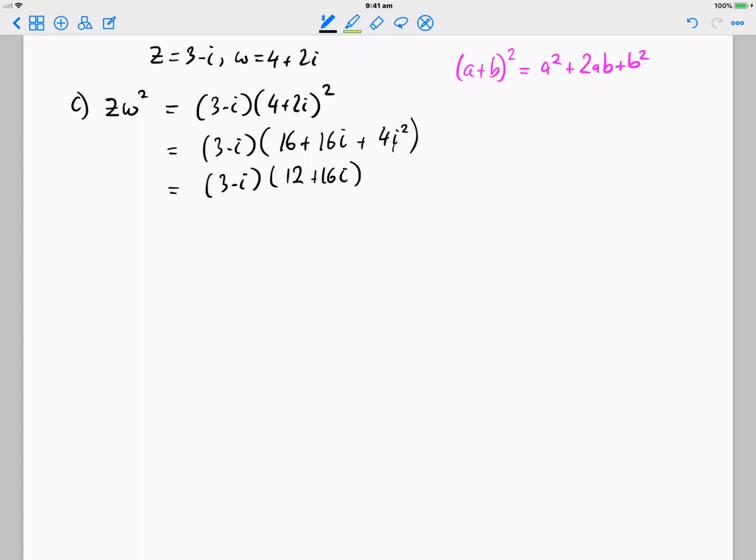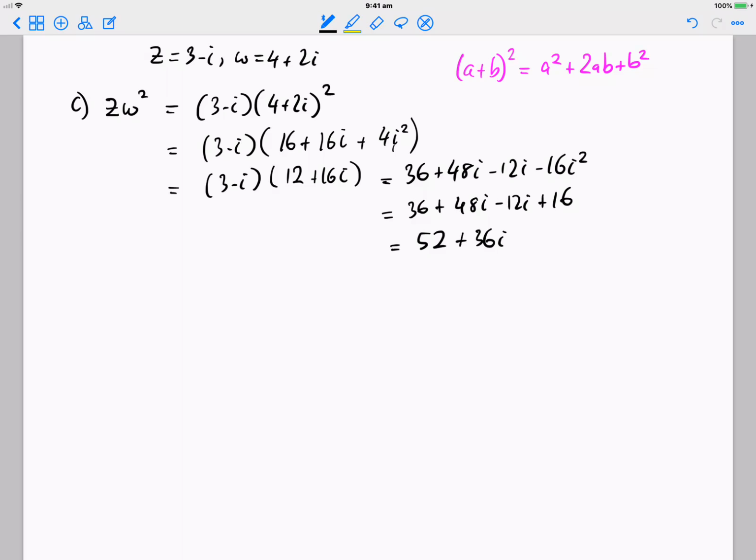Right? And now you just expand brackets. So 3 times 12, 36. 3 times 16i, 48i, minus 12i, and then you have minus i times 16i, so that's negative 16i squared. But again, we know that i squared is negative 1. So you're going to get 36 plus 48i minus 12i plus 16. Now we collect like terms, so 36 plus 16 is 52, and 48i minus 12i is 36i. And that's how that's done.